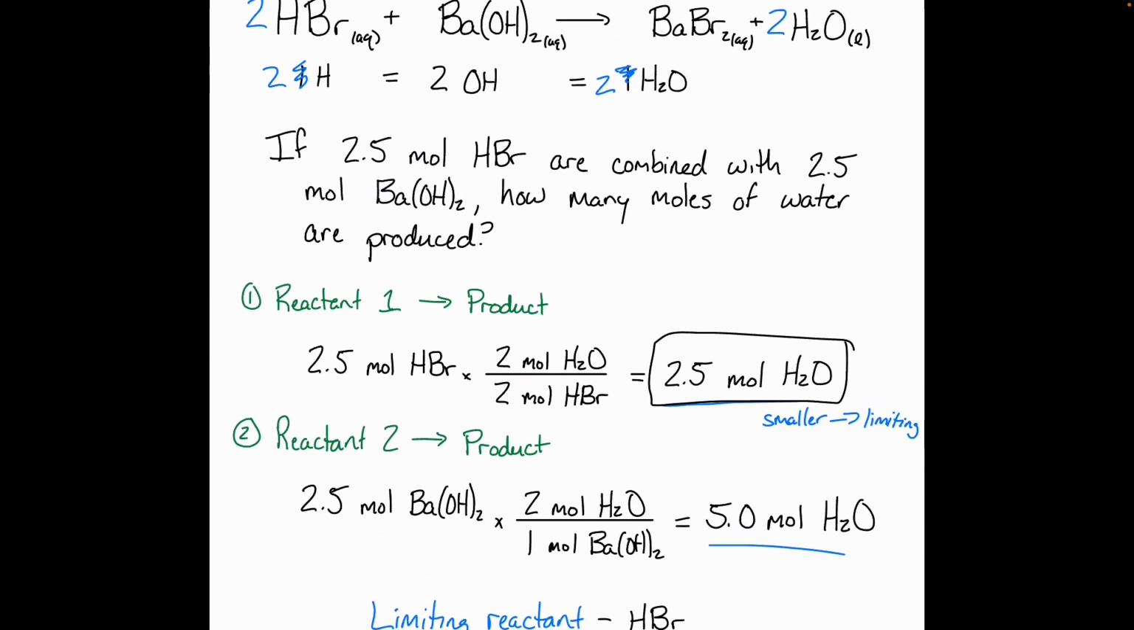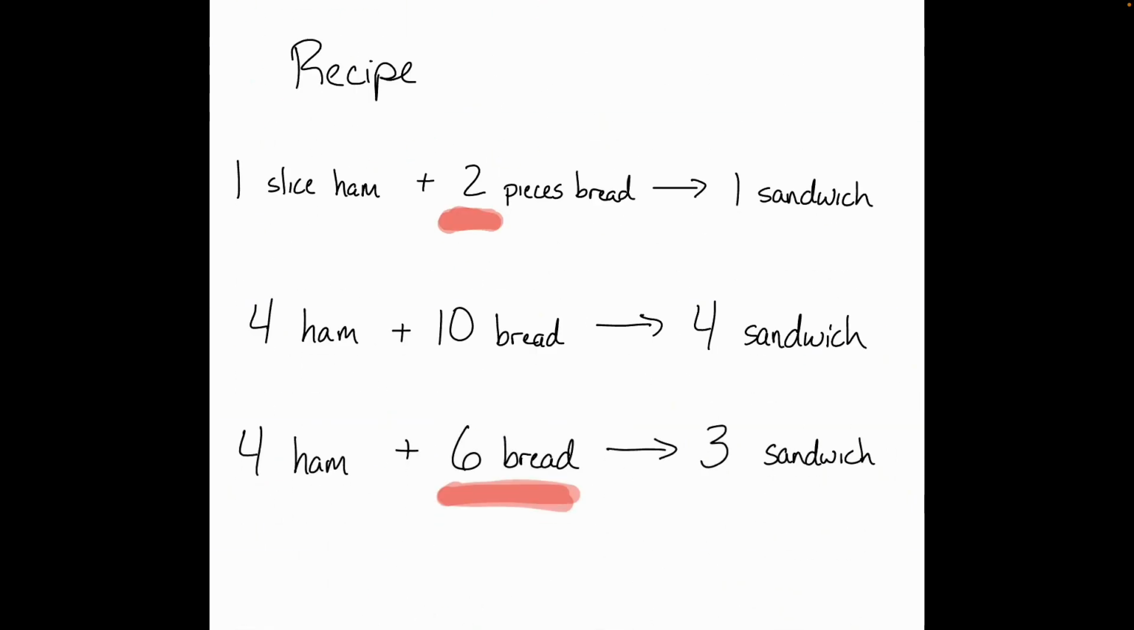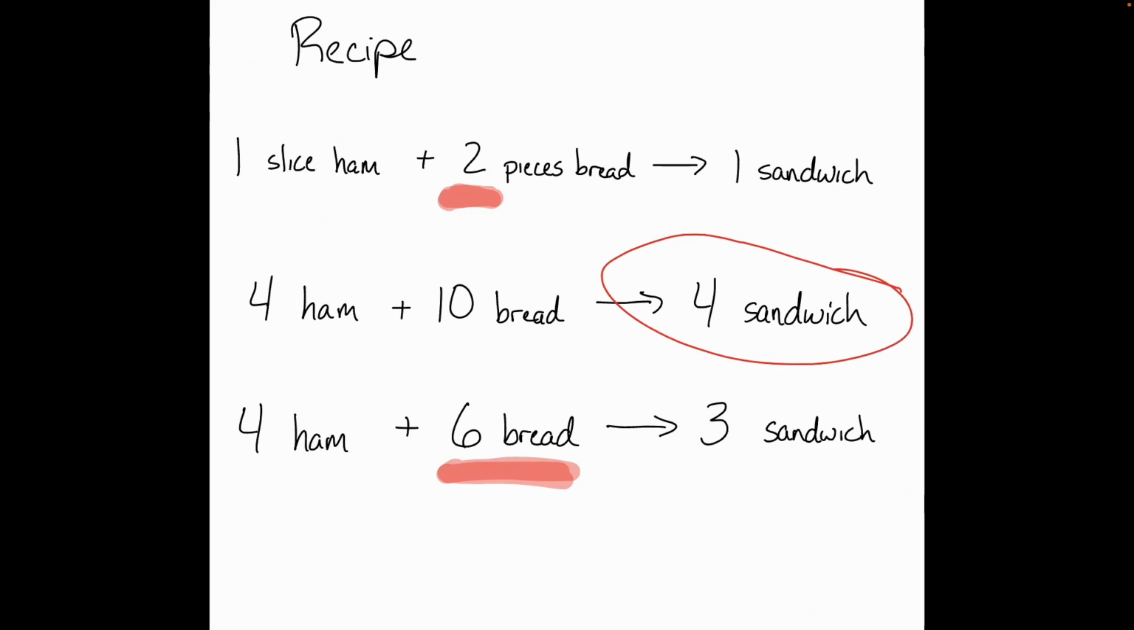How much of that limiting reactant is consumed in our reaction? We said that HBr was our limiting reactant. How much of that 2.5 moles of HBr is consumed in this reaction? If I'm limited, all right, let's go back to our sandwich here. When I made these 4 sandwiches and I was limited by the amount of ham that I had, how many slices of ham did I use making these sandwiches?